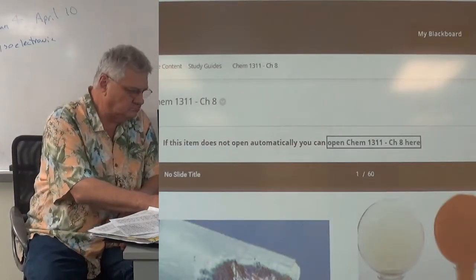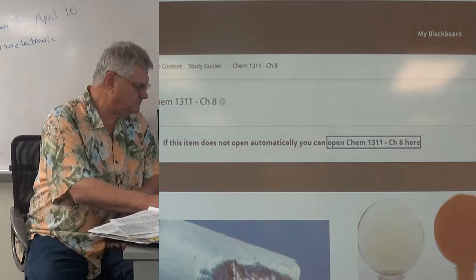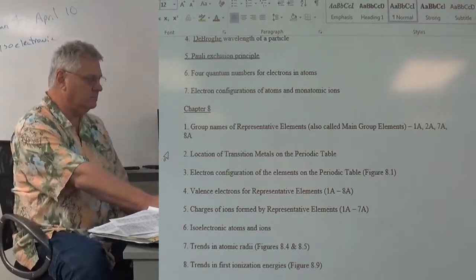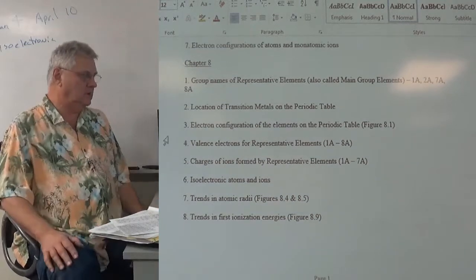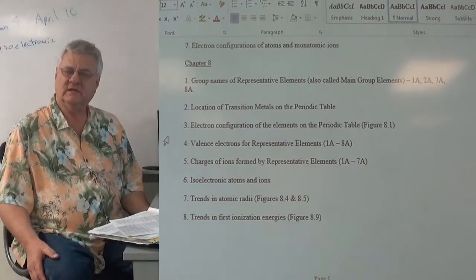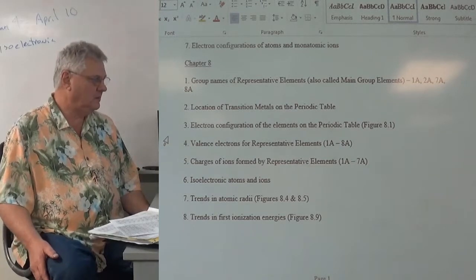Now, let's look at the study guide. As far as chapter 8, most of this is pretty straightforward, and some of it really we discussed at the beginning of the semester.